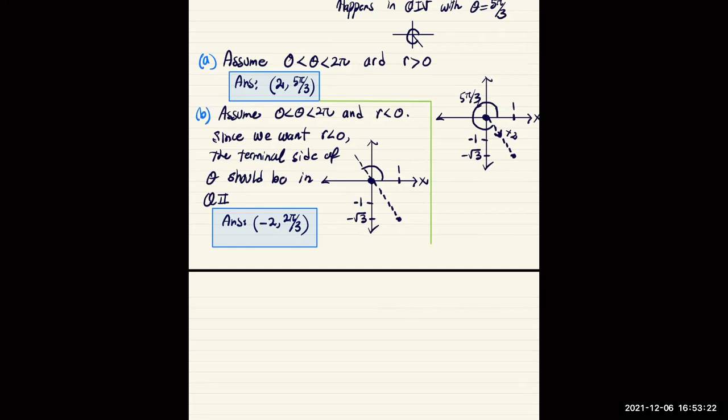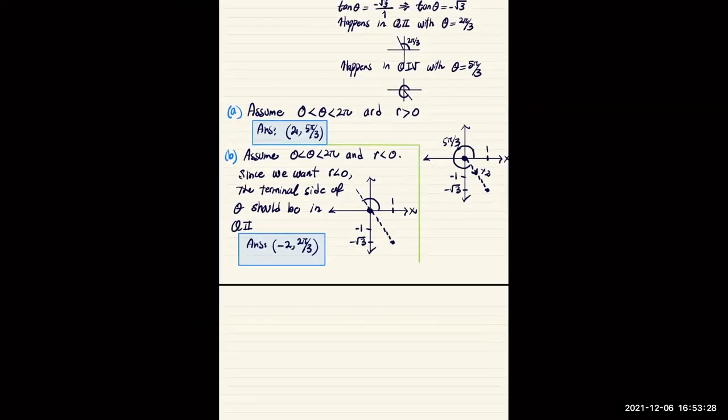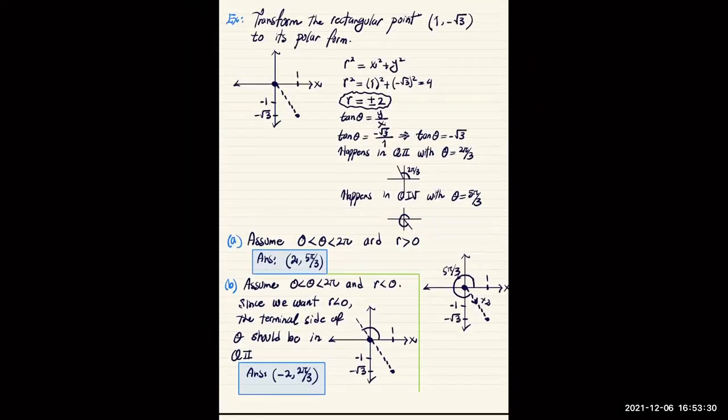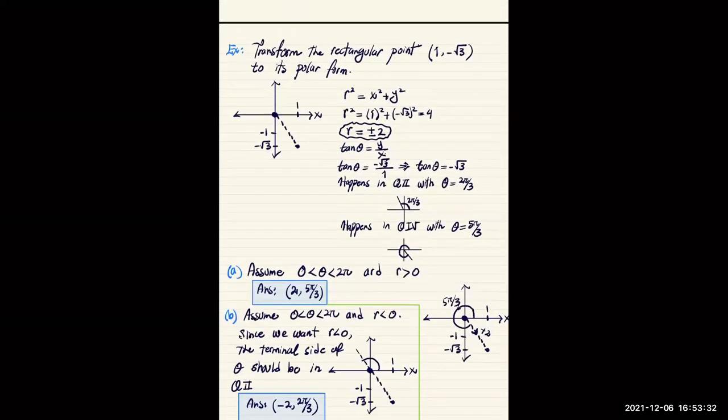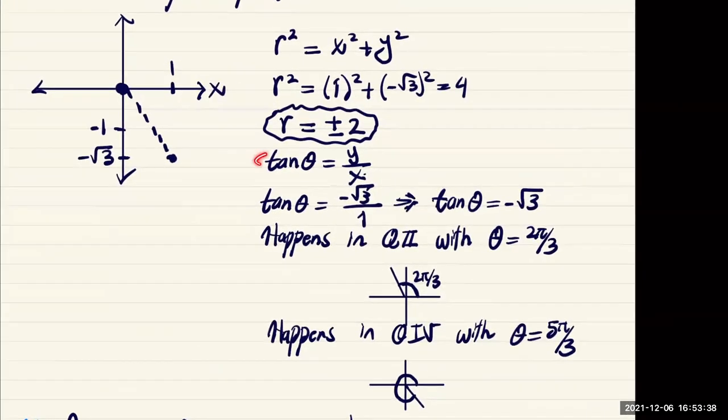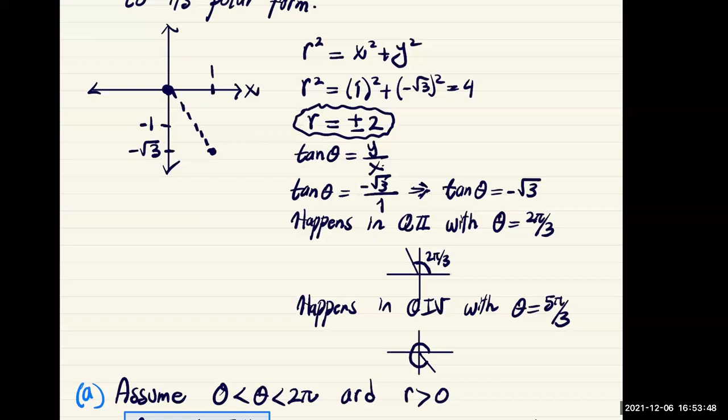And that's it. So please go over this example again, just a review of what we talked about earlier. But this equation right here, tangent of theta equal to y over x, has infinitely many solutions. For this example, we took thetas to be between 0 and 2 pi. That's what we typically do.